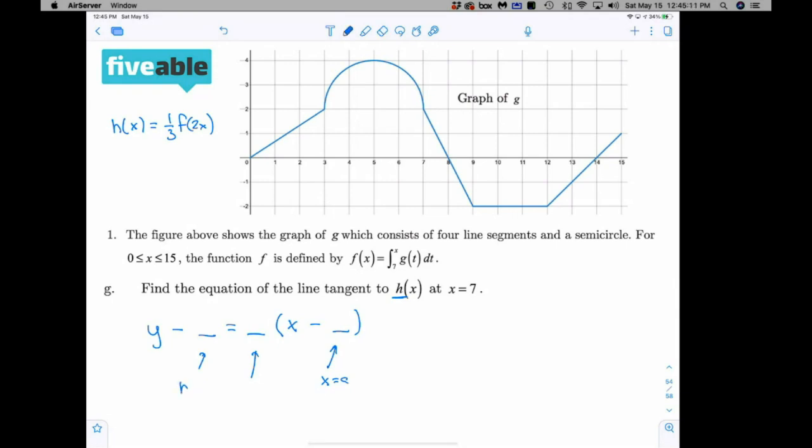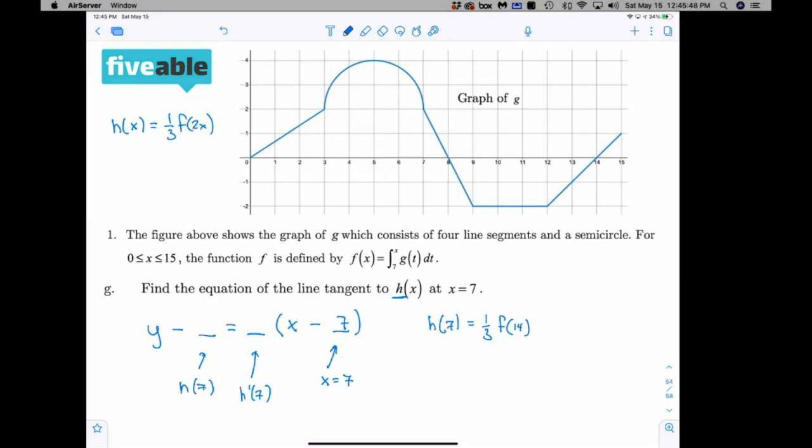Let's say we're finding h of, well, our a value in this case is 7. So let's do this the right way. It's going to be 7 for that value, h of 7 for this value, h prime of 7 for that value. So in goes the 7, and now I'm finding h of 7 and h prime of 7. Well, h of 7 is given by our function up here. It's 1/3 of f of 14.